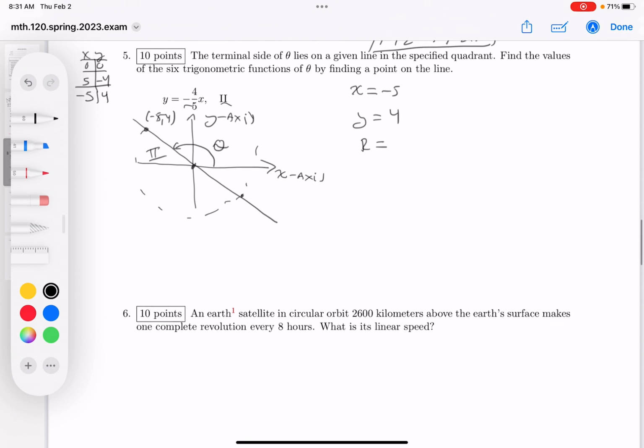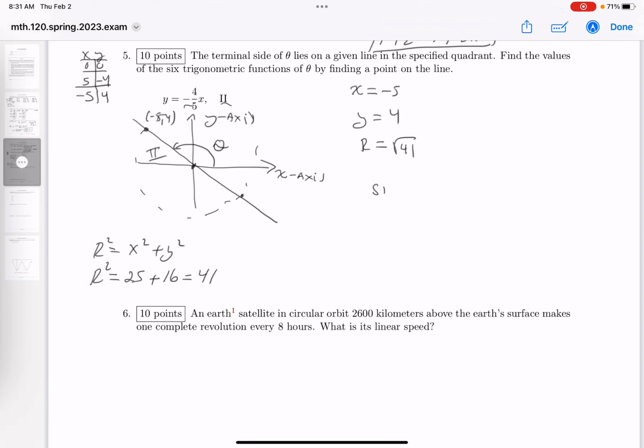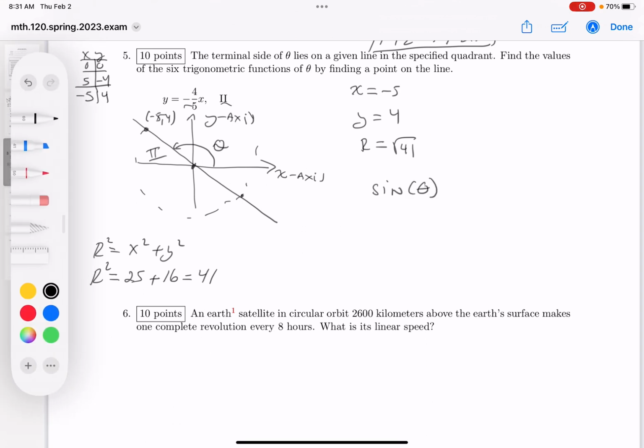All right, let's see if I can do that. And the r squared, just to remind you, is x squared plus y squared. X squared is 25. 4 squared is 16. That's going to be 41. So the r is actually the root of 41. All right, let's write this down now. Sine of theta is going to be the ordinate, which is 4, over the radius, which is root 41. I'm going to write down the cosecant of theta. That's going to be root 41 over 4.